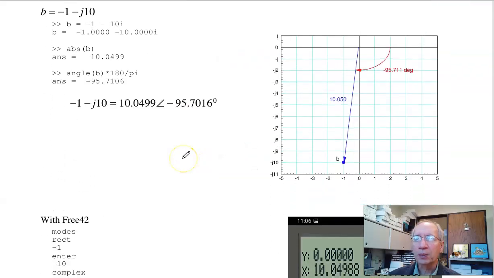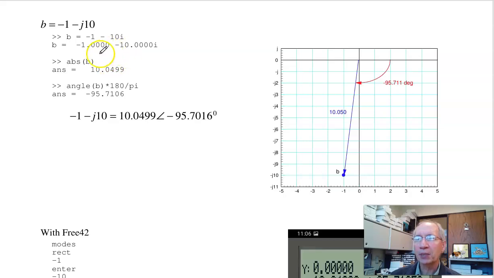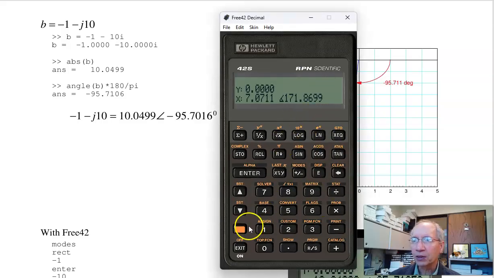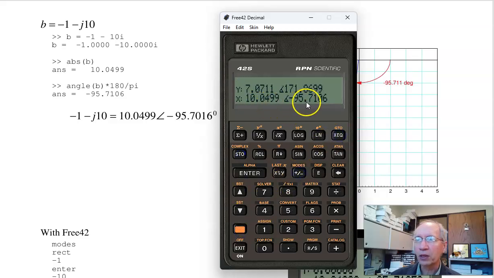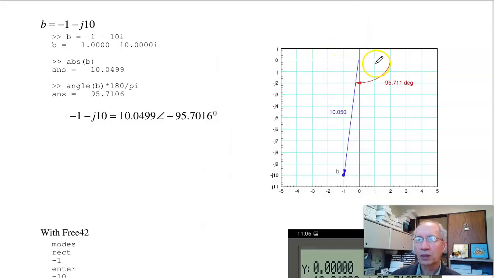Take a second number, minus 1 plus j10. In Matlab, the absolute value is the amplitude, and the angle is the angle. Or with the HP, again, if I go back to modes, rectangular, negative 1, enter, negative 10, complex. Going over to polar, that's 10.04 at minus 95 degrees. Or minus 1 real, minus 10 complex. Here's the amplitude, there's the angle, minus 95 degrees.